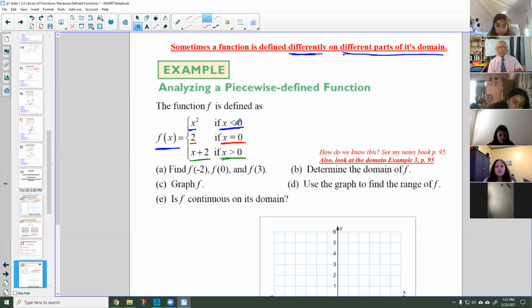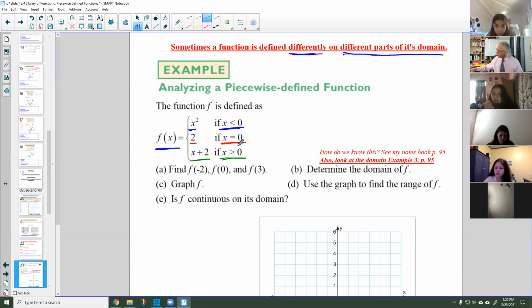Now, sometimes a piecewise function will have 2 pieces. Sometimes it'll have 7 pieces. There's no rule that it has to have 3. Just in this particular piecewise defined function, it has 3 pieces. So let's kind of make a little bit more sense out of this.